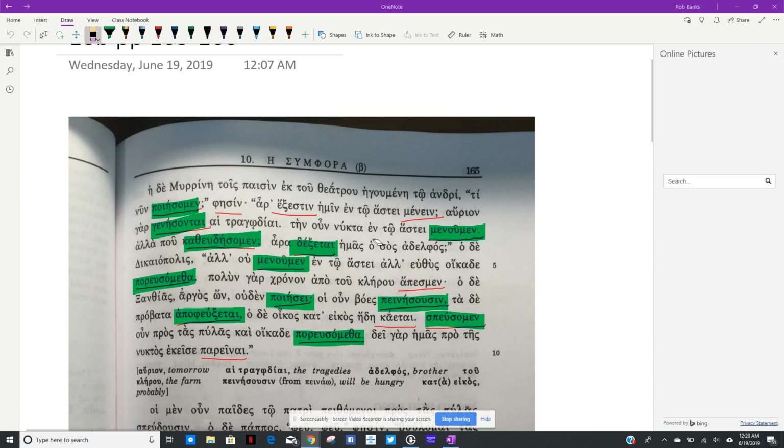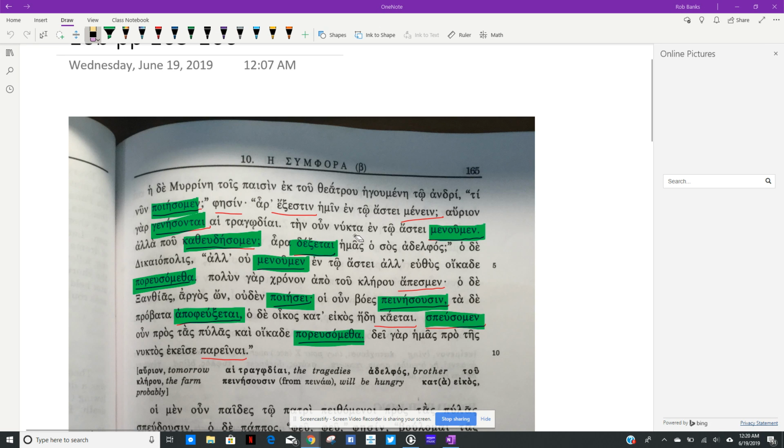Tēn oun nukta en tō astei menoumen. Okay, menoumen, right? Menō. Here we have the infinitive up here. You notice it's not e contract, right? But here it is because here it's future. Right? The stem ends in an N, and so when it forms as future, it becomes e contract. So no S, it just becomes e contract when otherwise it's not. Right? So therefore, we will stay the night in the city.